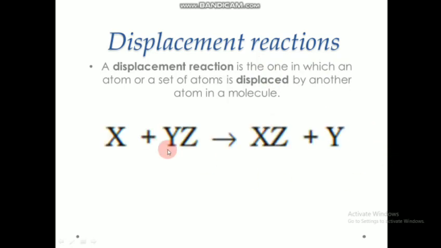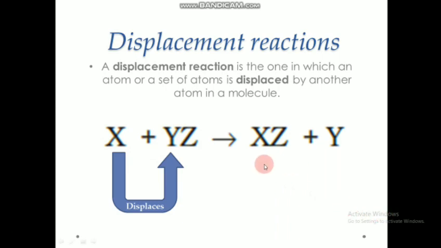For example, this is a displacement reaction where X displaces the position of Y and Y is sent out of the molecule. So in the compound YZ, the X atom is getting substituted in the place of Y and the Y atom is getting removed from it. So YZ is converted to XZ by displacement of X in the place of Y. This type of reaction is known as displacement reaction.